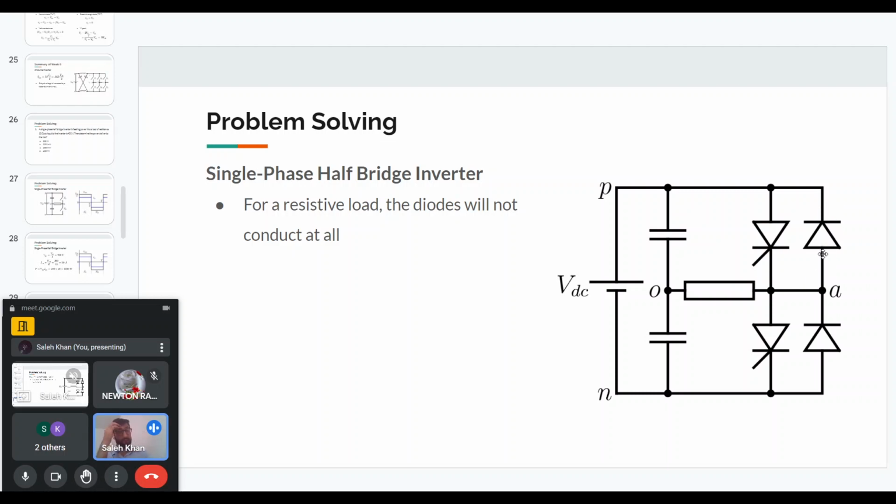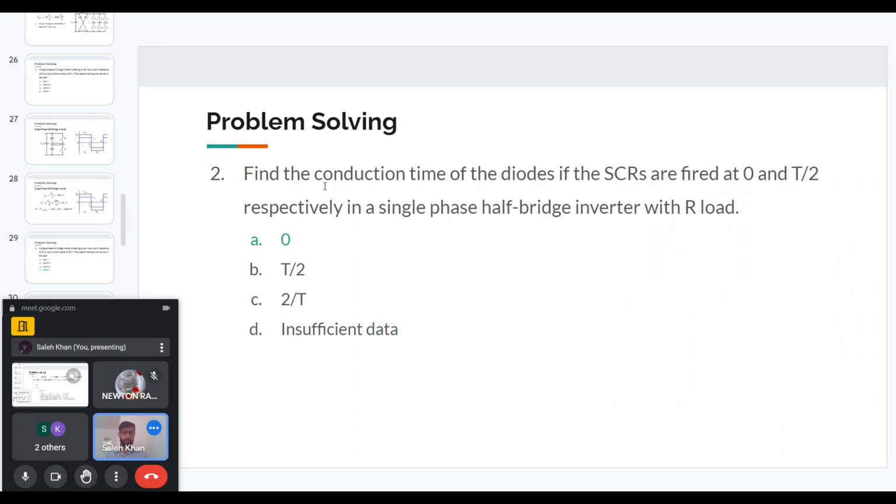In this case, since the load is only resistive, the current will always be in the direction of the voltage. So there will never be a negative current when the voltage is positive. There will always be positive current, and when the voltage is negative, the current will also be negative, and that will be handled by the SCR itself. So for the resistive load, the diodes will not conduct at all. The answer to this question is that the conduction time of the diodes is 0, because for a resistive load, the diodes will never conduct.